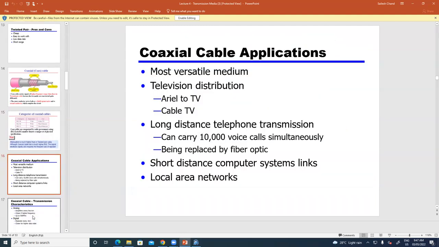The applications of coaxial cables: it is the most versatile medium. Television distribution, that is aerial to TV or cable TV. Long distance telephone transmission can carry 10,000 voice calls simultaneously, but then it is replaced by fiber. Also short distance computer system links and local area networks.